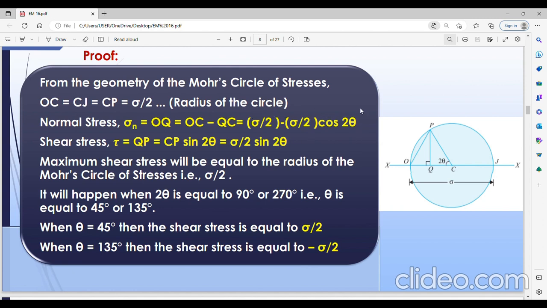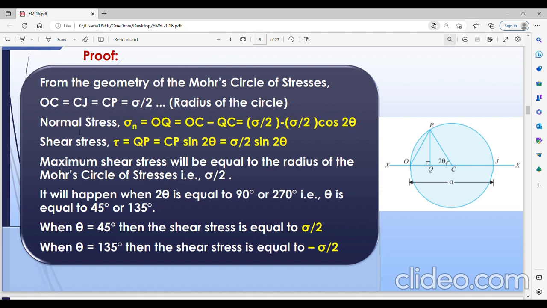So you can see in your analytical method what we have found: if a single principal stress is acting on an oblique plane, then the value of the normal stress will be sigma by 2 minus sigma by 2 cos 2 theta. This is the equation you have derived in your analytical method. Hence it is proved that OQ is equal to the normal stress.